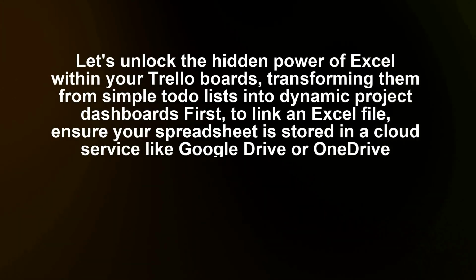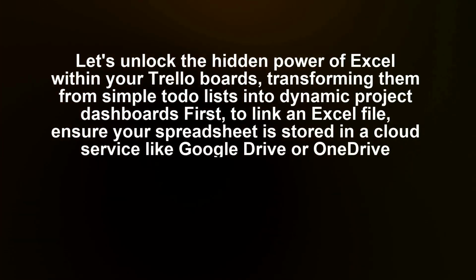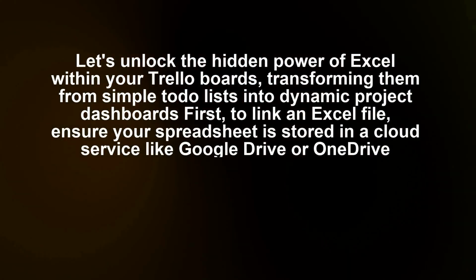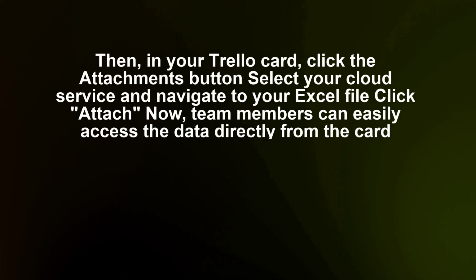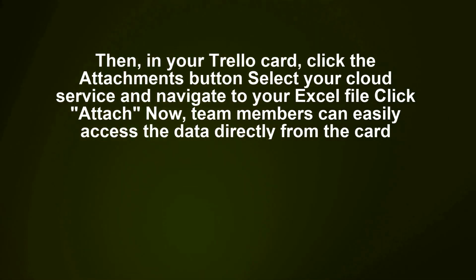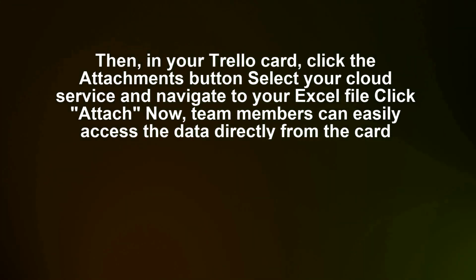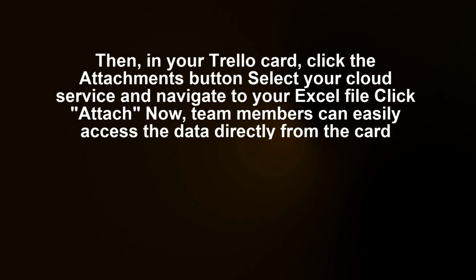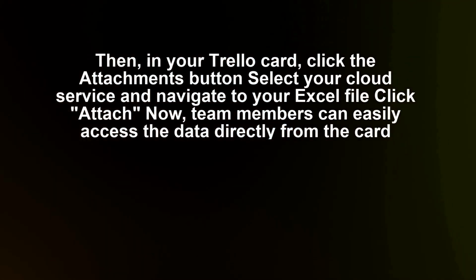First, to link an Excel file, ensure your spreadsheet is stored in a cloud service like Google Drive or OneDrive. Then, in your Trello card, click the Attachments button, select your cloud service, and navigate to your Excel file. Click Attach now. Team members can easily access the data directly from the card.